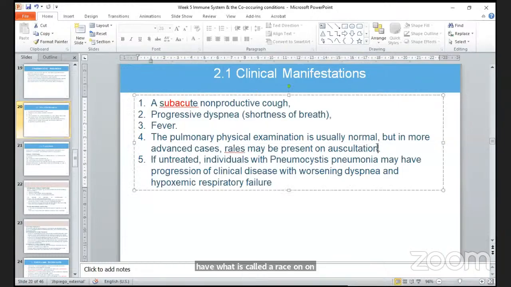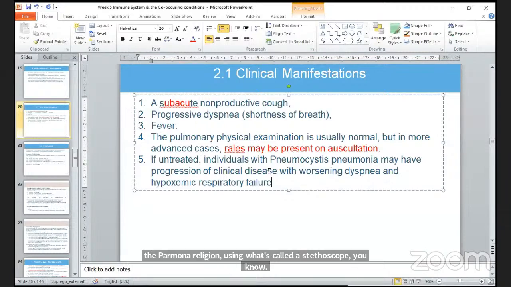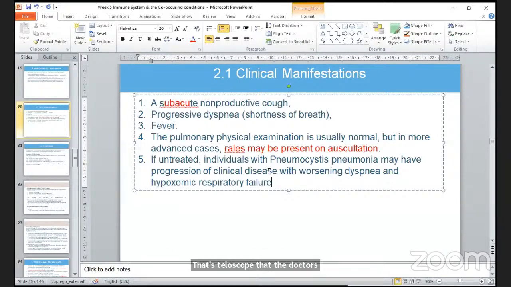Rales. Let me put that term in bold. Rales on auscultation. That is when, on physical examination of the pulmonary region, a stethoscope is used. You know that stethoscope that doctors normally hang on their necks and then put on your chest and on their ears. That's called a stethoscope.